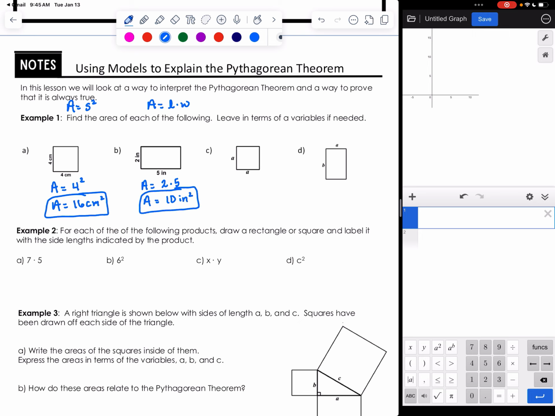In problem C, we have a square, and they didn't give us a numerical value for the side length. All they gave us was a variable. So really, all we know in this problem is area, or capital A, is equal to lowercase a squared. Since they didn't give us a value of a, there's not really anything else we can do here. So this is our final answer for problem C. In problem D, they've given us a rectangle, and our dimensions are a and b. So our area will simply be a times b, or you can write it like this, ab.